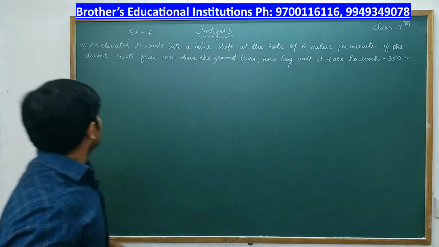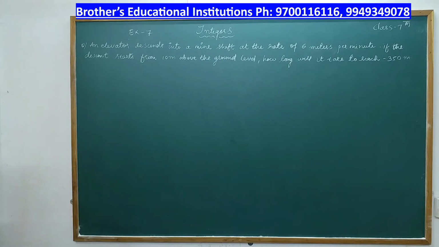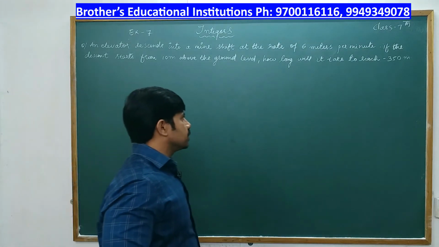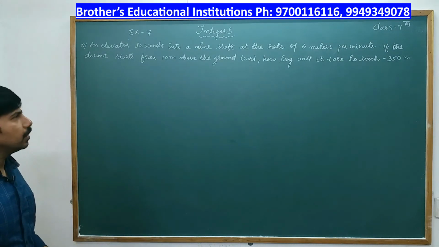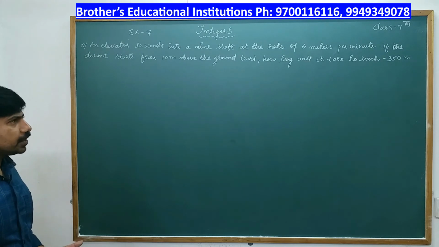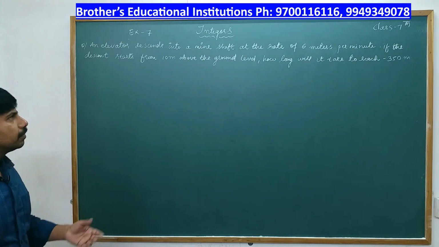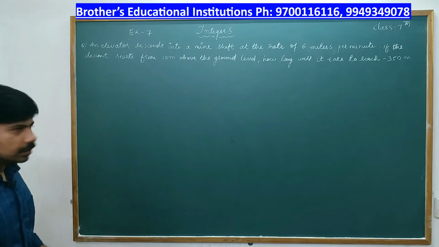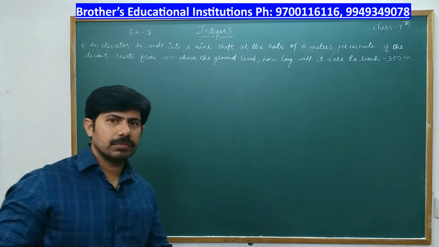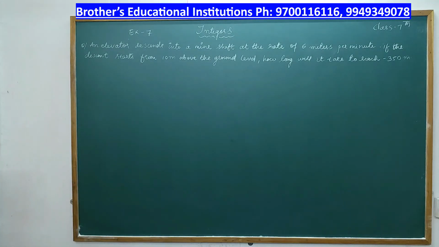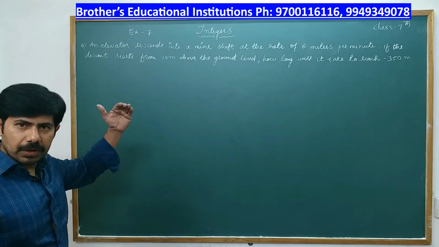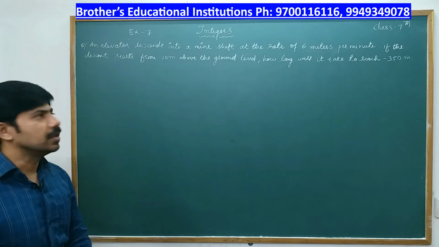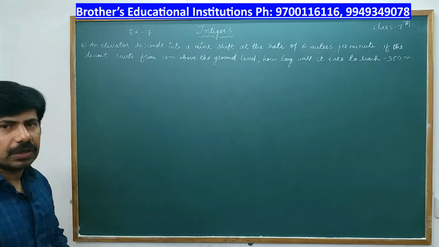Next problem. An elevator descends into a mine shaft at a rate of 6 meters per minute. If the descent starts from 10 meters above the ground level, how long will it take to reach minus 350 meters? So it is going towards the ground inside. It starts from 10 meters above the ground level and reaches minus 350 meters. Minus means it reaches below the ground level inside.